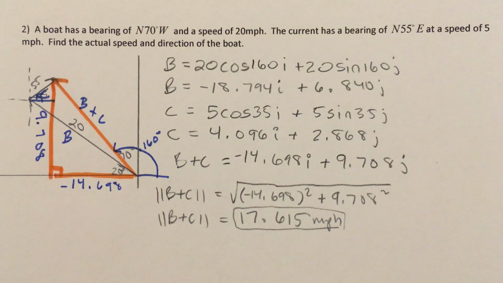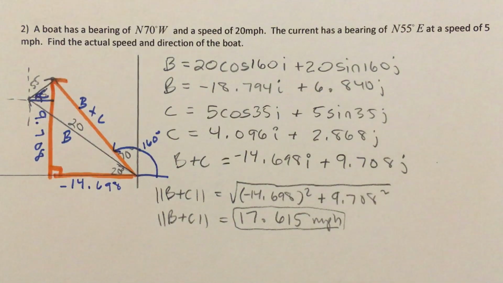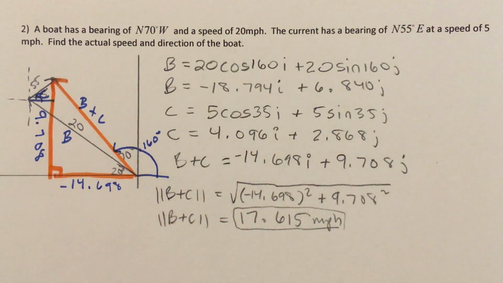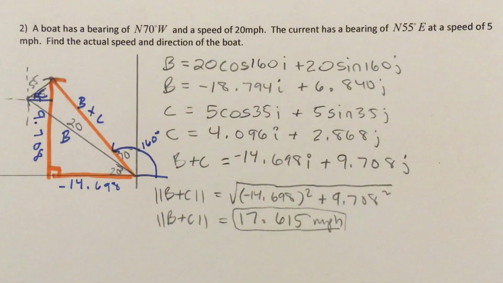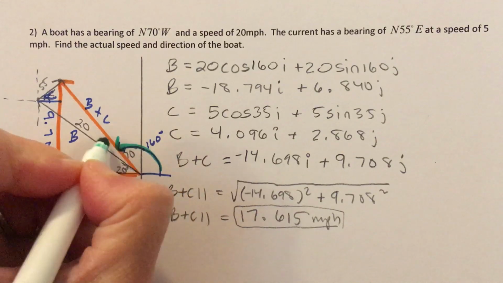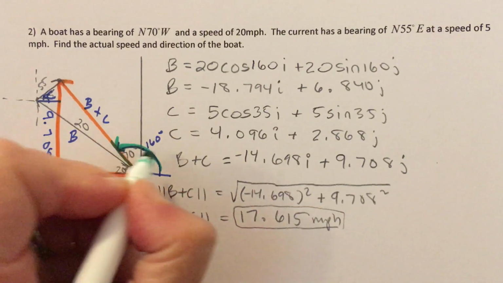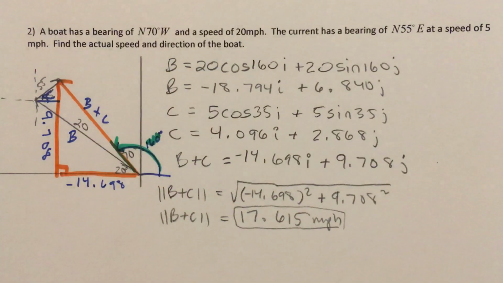And then it says it wants the direction. So the direction measures from the positive x-axis. I know it's kind of confusing because I have another one right there, but let me see, do I have another color? Yeah, green. So the direction would be from here until I get to that orange line. So I need to know that. There was 160 all the way to here. It's not going to be 160 anymore.